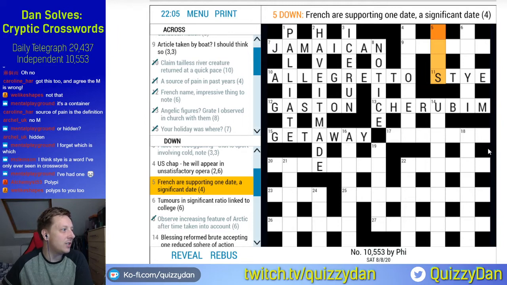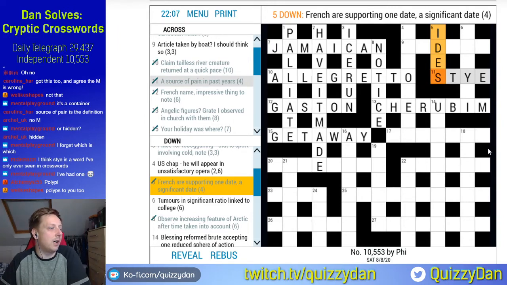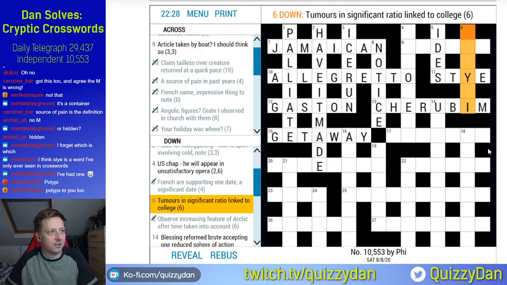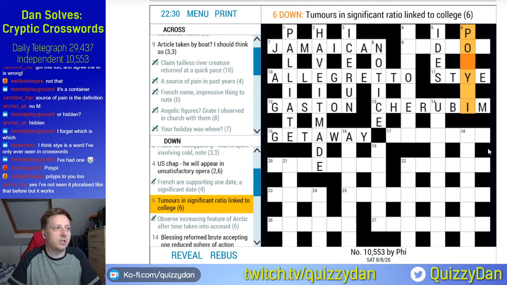But yeah, polypi. So this one, the significant date feels like Ides, and so I think that must be 1 is I and D is date. Date is D, and then is French R. The R in French. Although I'd have said EST, but ES probably works as well. So that is the Ides, the significant date. 6 down, tumours in significant ratio. So the significant ratio is the pi then.